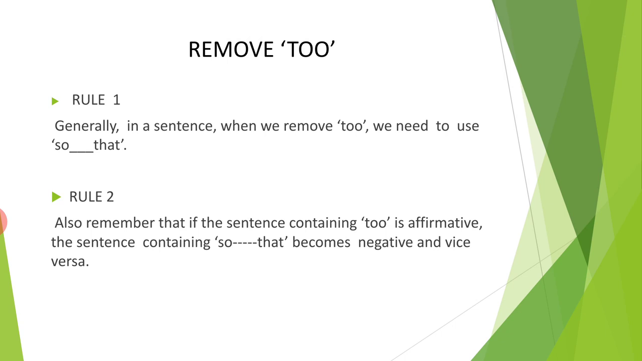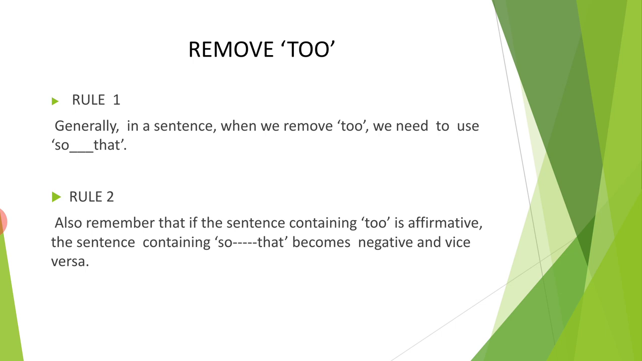Remove to. First of all, rule number 1. Generally in a sentence, when we remove to, we need to use so that. If we are removing this to from your sentence, then we are supposed to put so that. Remember rule number 2, that if the sentence containing to is affirmative, then the sentence containing so that becomes negative and vice versa.